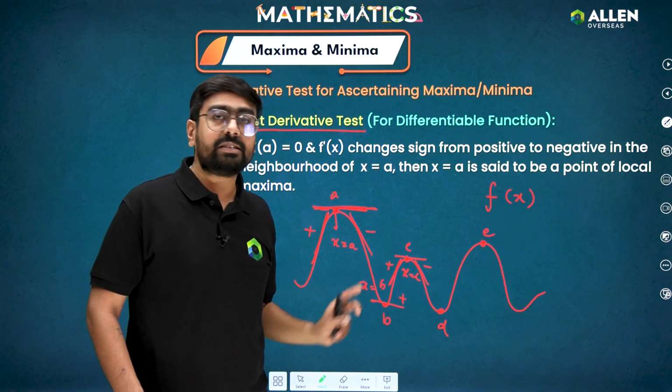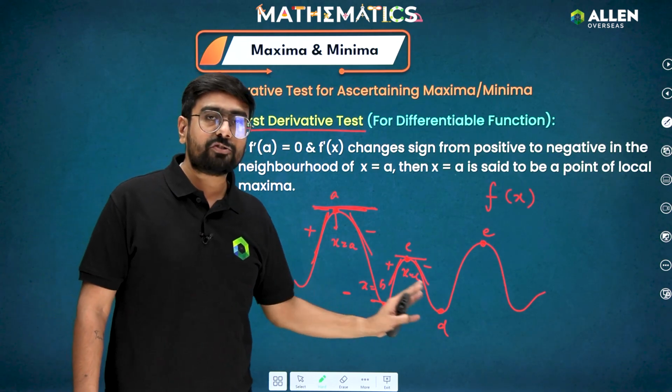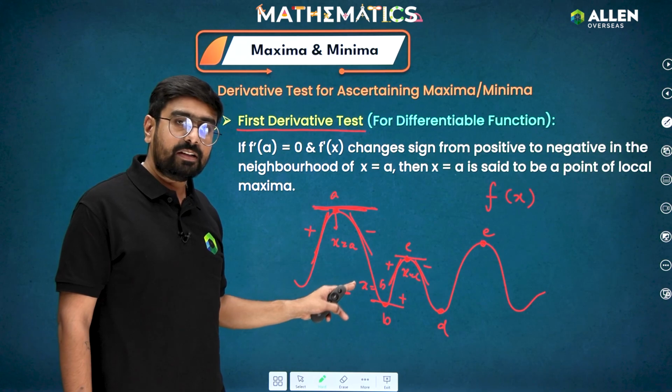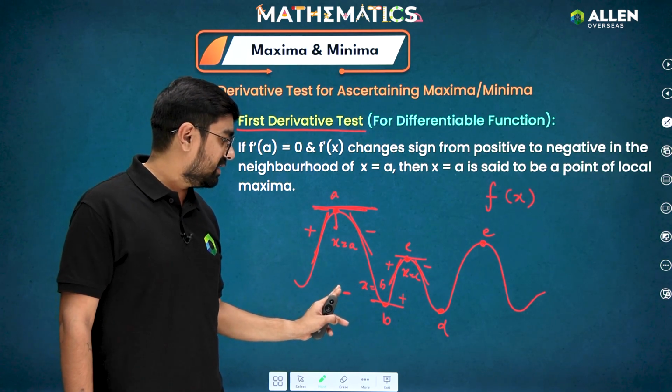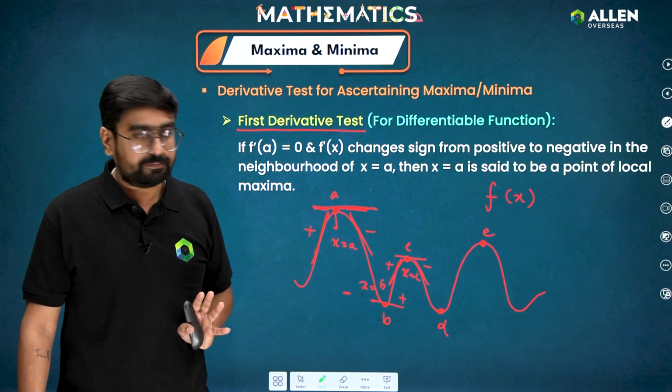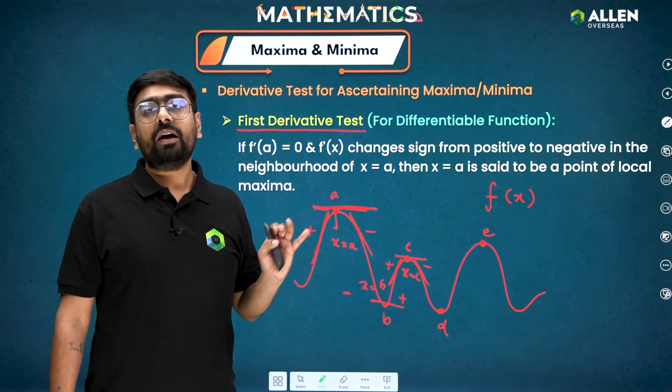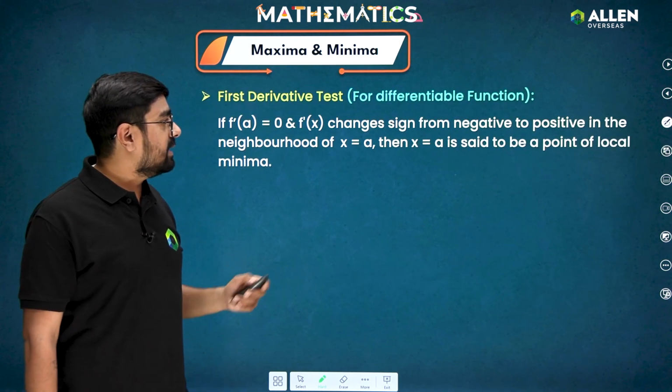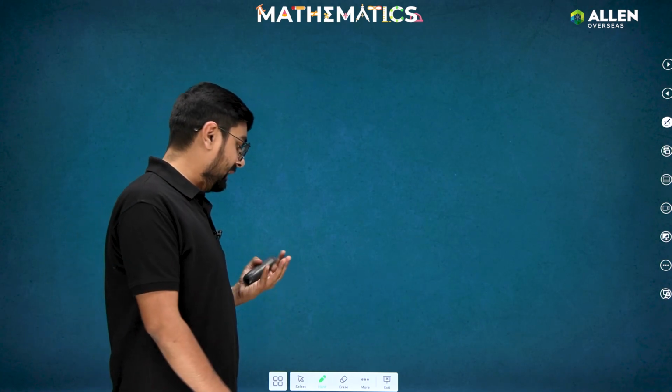x is equal to b and x is equal to d are going to be the points of local minima. The sign of the function f dash x is changing from negative to positive. So that's why these points are local minima points. Now let's understand this with the help of a few simple examples.